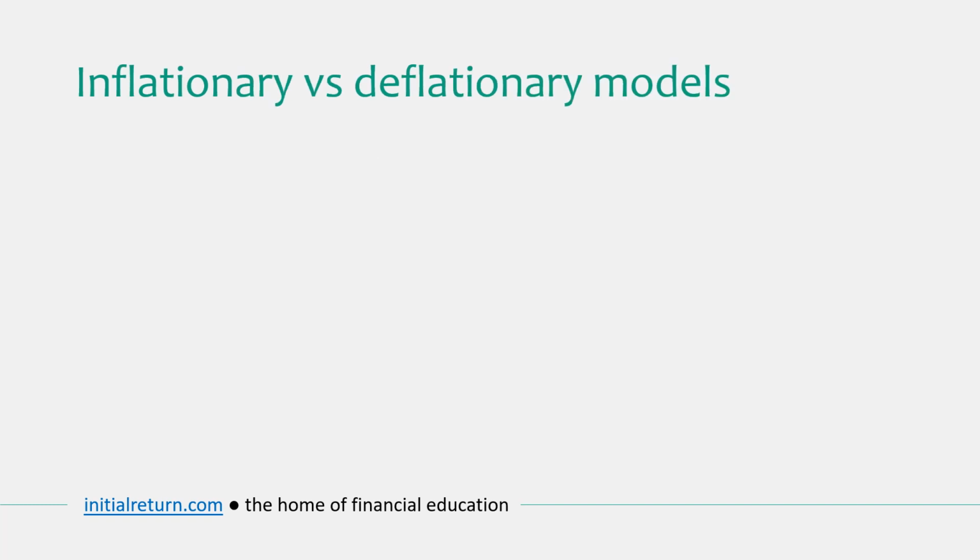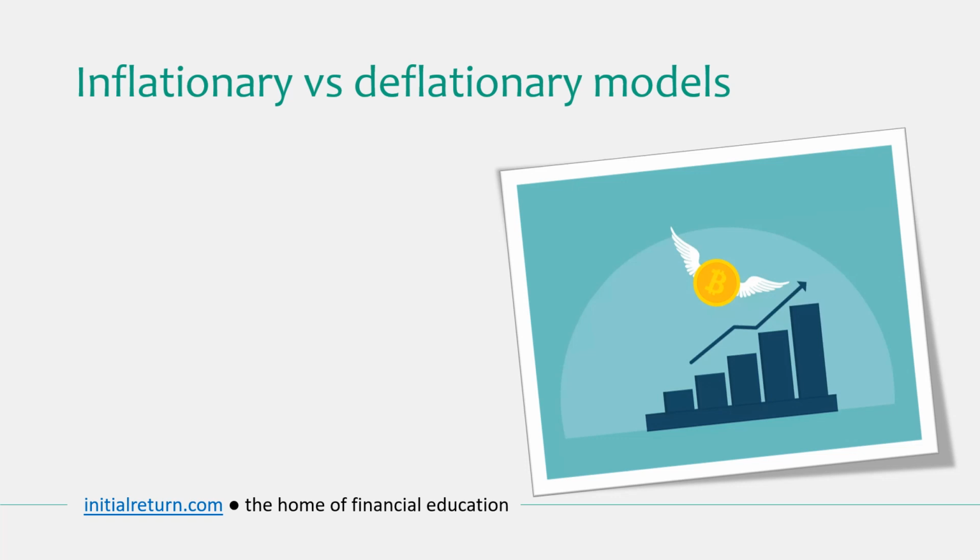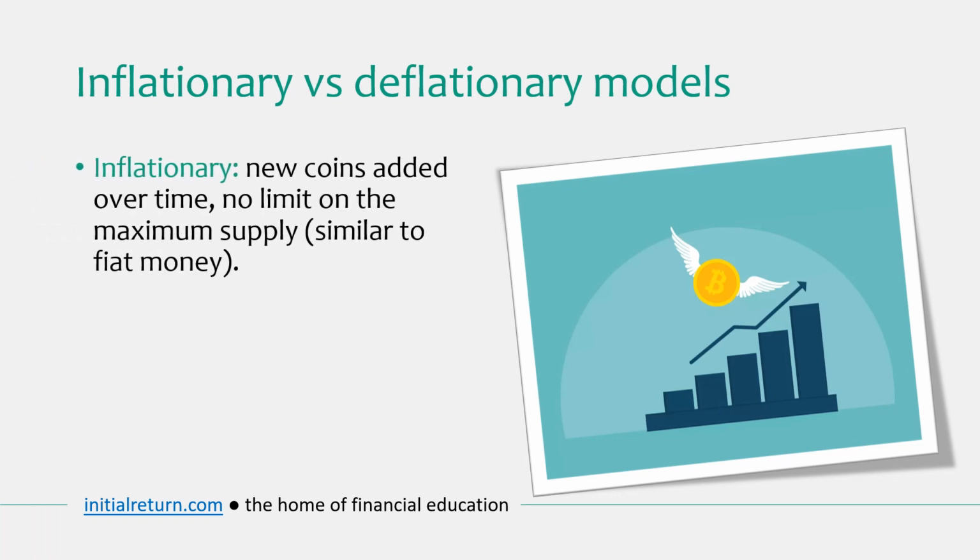And there are two types of mechanism in terms of the supply of the coins. One is called an inflationary model, and the other one is called a deflationary model. So let's begin with the inflationary model. I think the names are quite suggestive here. So in an inflationary model, the supply of the coin grows over time because new coins are issued. So there's continuous mining. As miners create the blocks and they create these coins, they are distributed to the market and the supply grows. And typically there will be no limit on the maximum supply in this case. And this is quite similar in concept to fiat money.